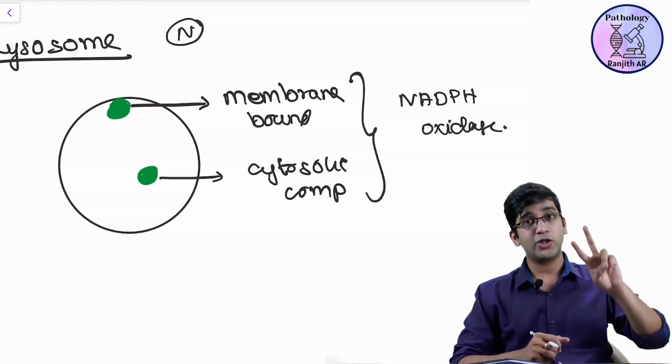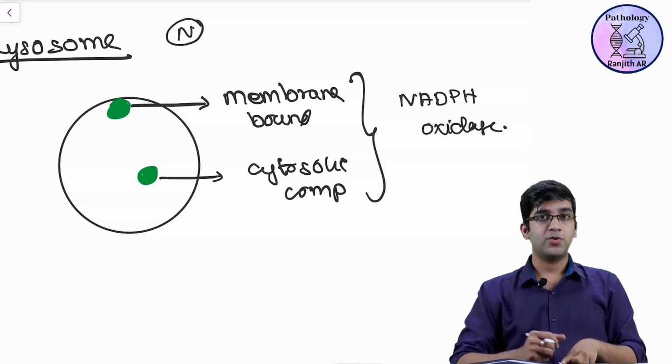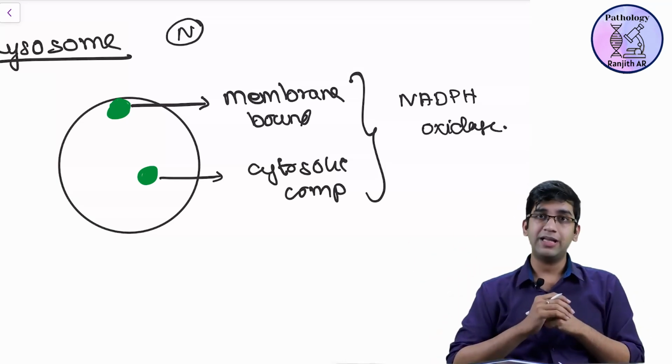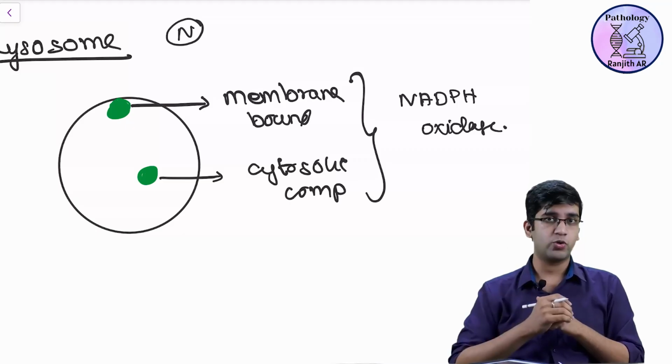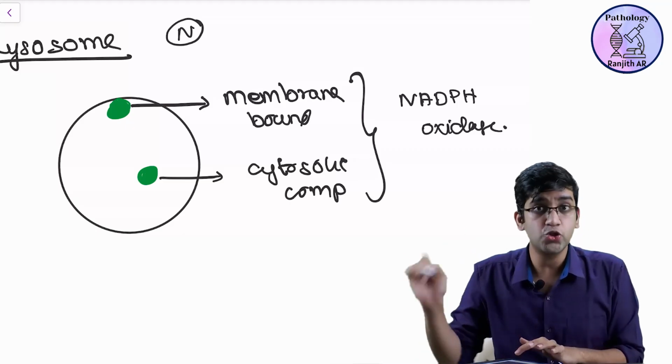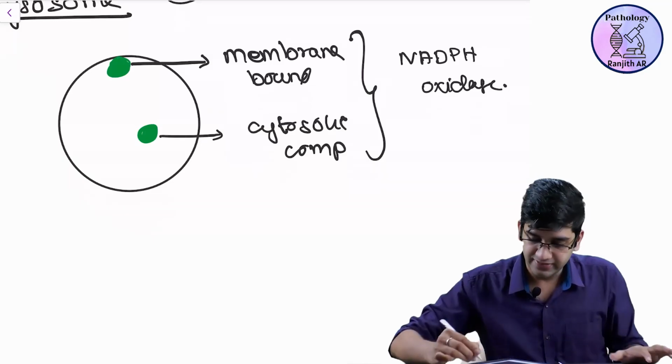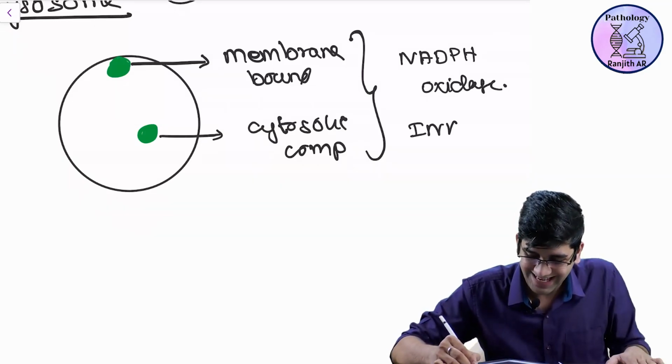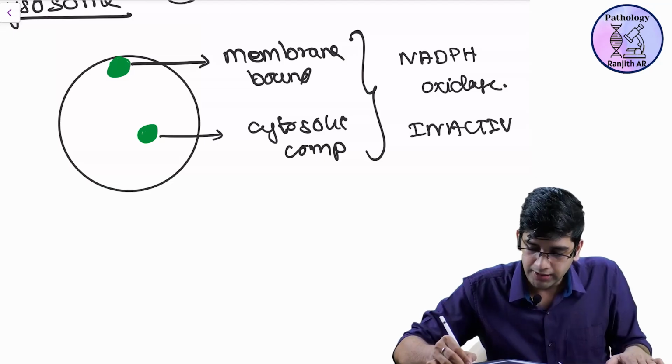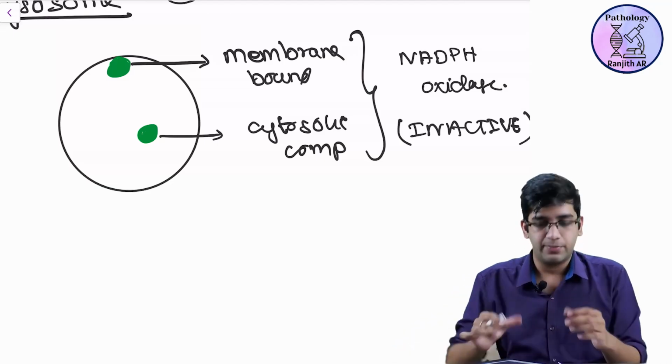I want you to know there are two components, because when either of the components becomes abnormal, I'm going to have a disease which we'll be seeing in the next module. Clear? So this is the normal lysosome. And this, I'm writing it here, it is inactive. It's inactive because both are separate.